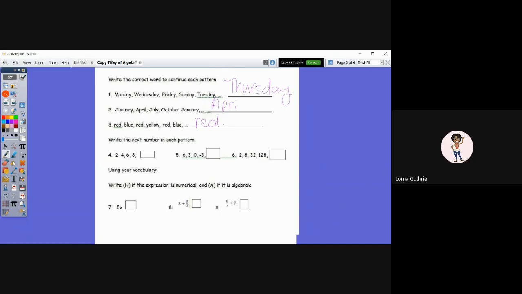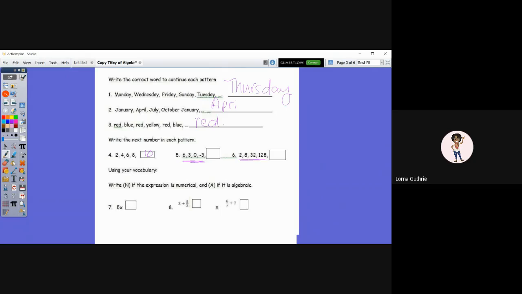Okay, it says write the next number in each pattern. It says 2, 4, 6, 8, so we're going up by 2's, so this one should be 10. This is 6, 3, 0, negative 3. So what's the rule here? And then you're going to fill in that one. This one, what's the rule for this? And then you're going to fill in the box.